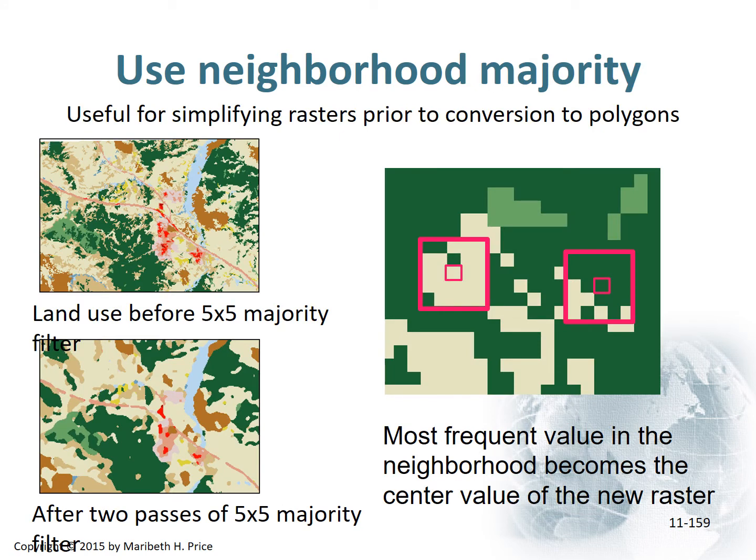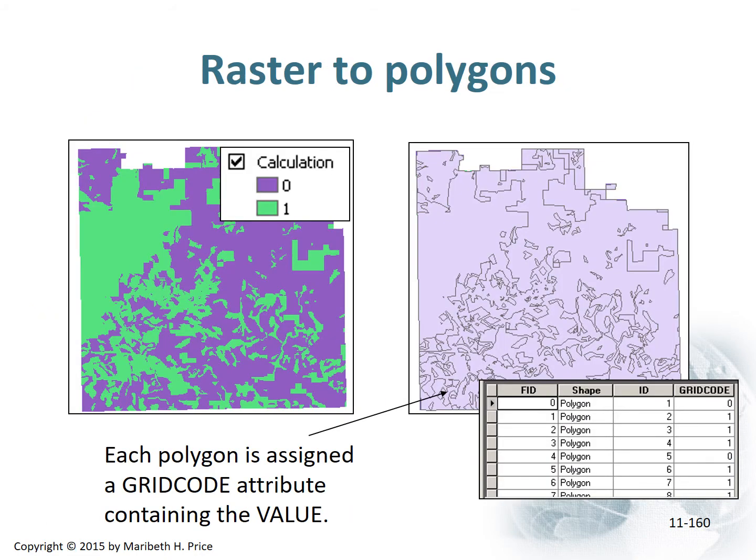Neighborhood majority is useful for simplifying rasters prior to conversion. A 5x5 majority filter really can be pretty helpful after a couple of passes. Raster to polygon, that is vectorization. And you basically get this grid code value at each polygon, and that corresponds to the actual value in the attribute table of the raster grid.